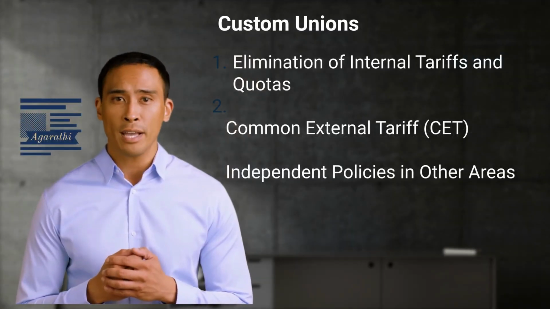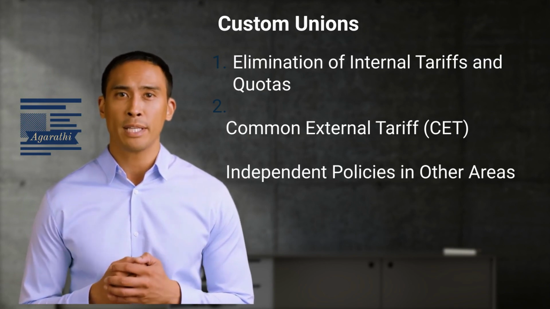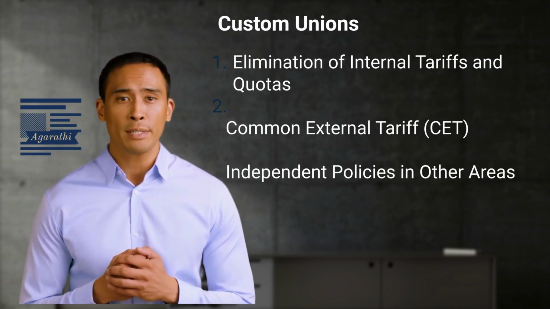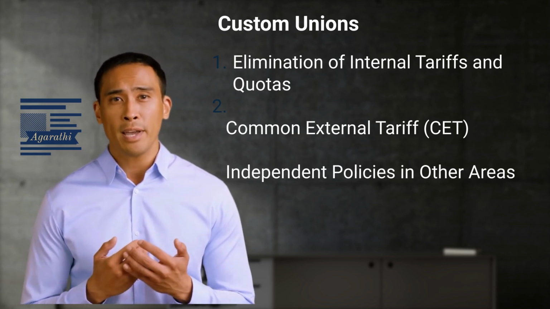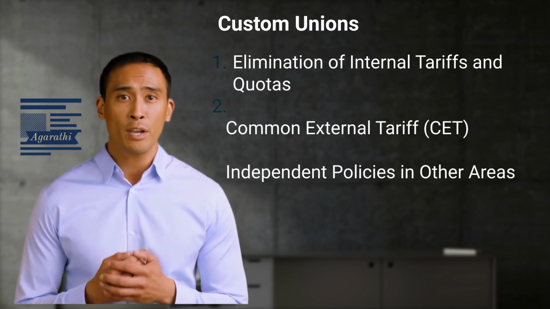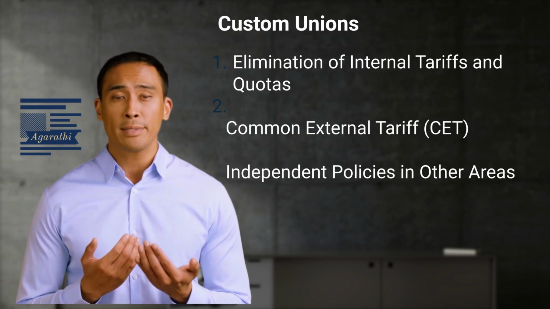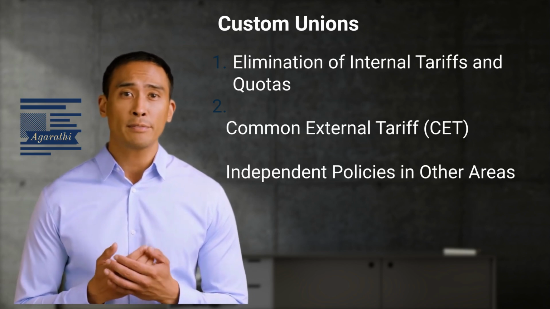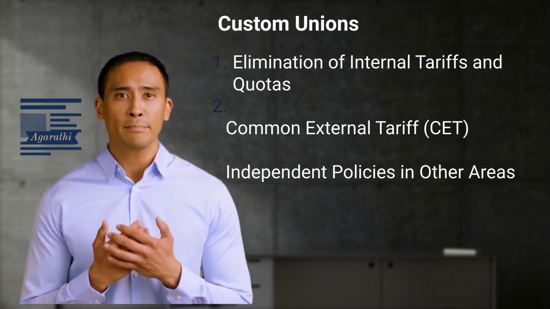Next, we have customs unions. A customs union is a form of economic integration between two or more countries in which they agree to eliminate tariffs and quotas on trade in goods among themselves. Additionally, member countries often adopt a common external tariff, CET, on imports from non-member countries. This means that the customs union has a unified set of tariffs for goods coming from outside the union.